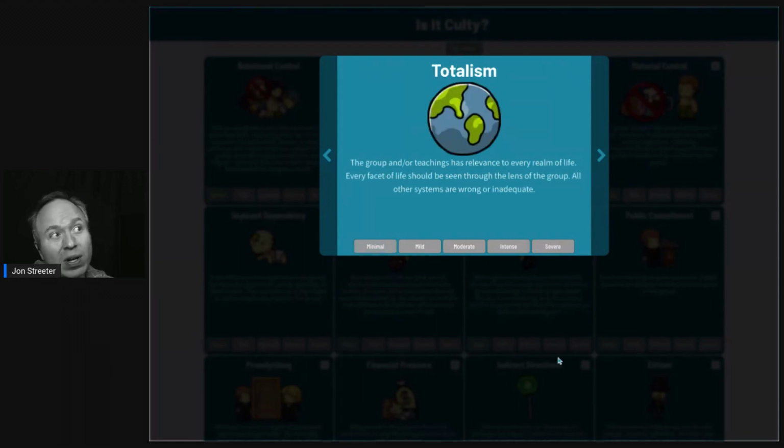Totalism. The group and/or its teachings has relevance to every realm of life. Every facet of life should be seen through the lens of the group. All other systems are wrong or inadequate. You live your life for the theater.